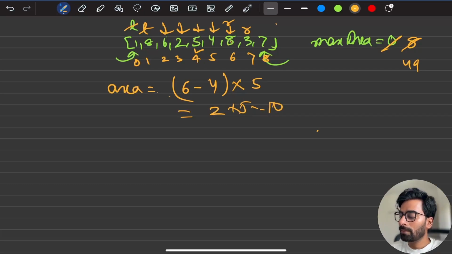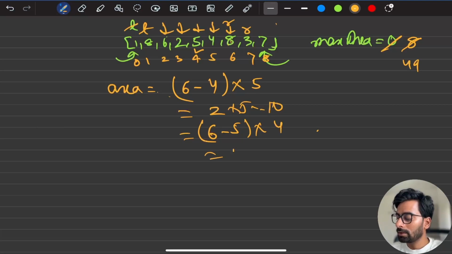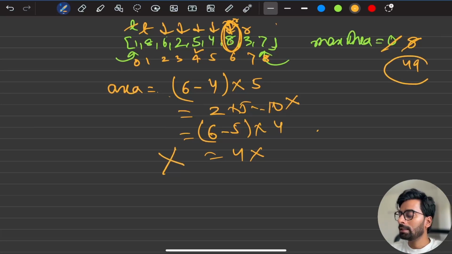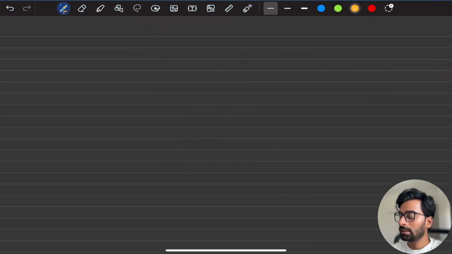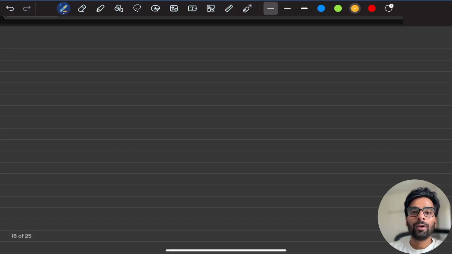Now I will move here to 4, and what is the value here? 6 minus 5 into minimum height is 4. So this is going to be 4. So neither I was taking that, nor am I taking this. So basically I have not updated, and now I will be moving my left pointer to the same position where my right pointer is. So my left and right both are at this position. So now I will stop my iteration, and the best answer I got is 49. So I hope that you have understood this, and now we can go ahead and code this up.